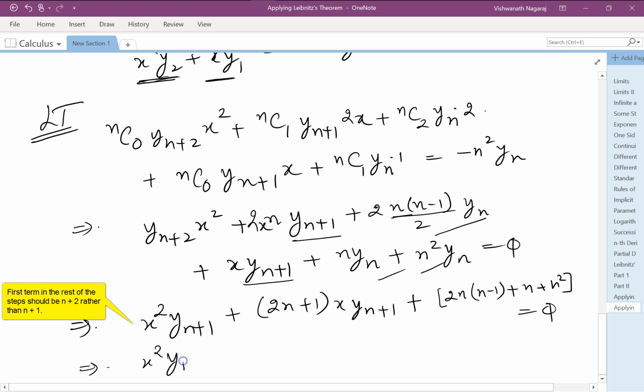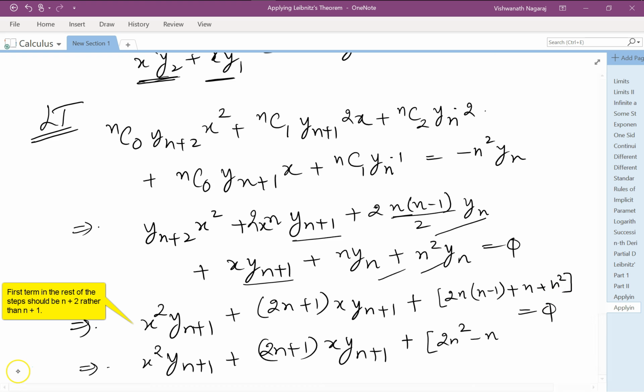x square y_(n+2) plus (2n plus 1) x y_(n+1) plus now 2n square, this becomes 2n square minus 2n. Minus 2n plus n is minus n. 2n square plus n square.